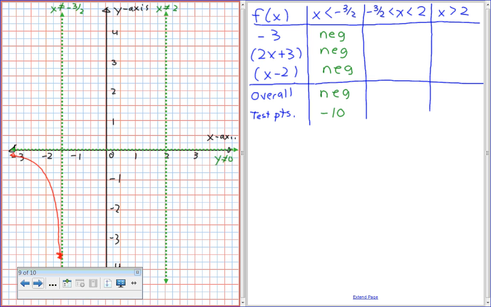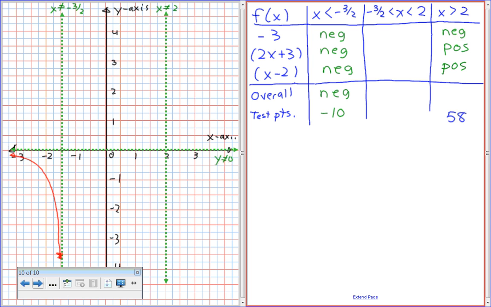Let's do the right-hand side. Can somebody tell me their favorite number bigger than 2? Actually, maybe I'll do that after that comment I said before. I'm going to pick 58 to be my favorite number. All right. What is the negative 3? When I sub in 58, what's the value going to be? No matter what you put in for x, your numerator is always going to be negative, right? 2 times 58 is 116, plus 3 is positive. 58 minus 2 is also positive. What is a positive number times a positive number times a negative number? Negative. So this over here is also going to be downwards like this.